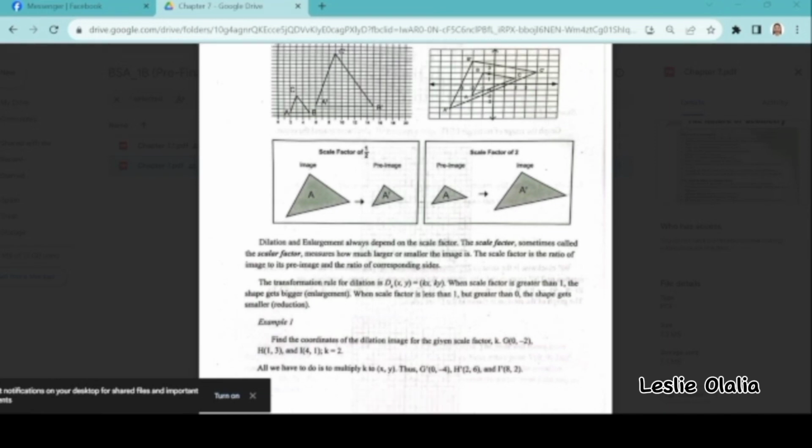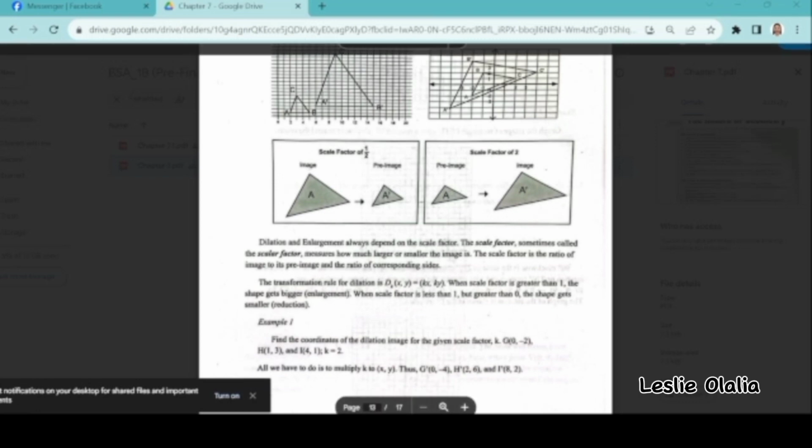Now, the dilation enlargement always depends on the scale factor, also called the scalar factor. It measures how much larger or smaller the image is. It is the ratio of the image to its pre-image and the ratio of its corresponding sides.